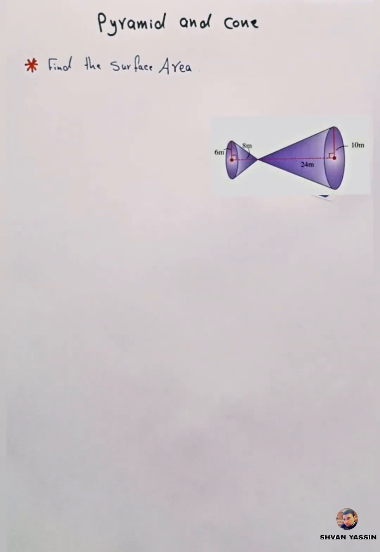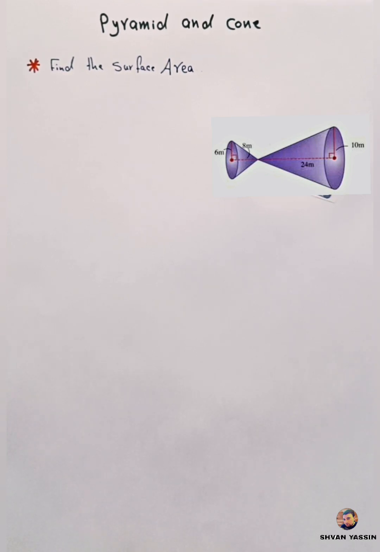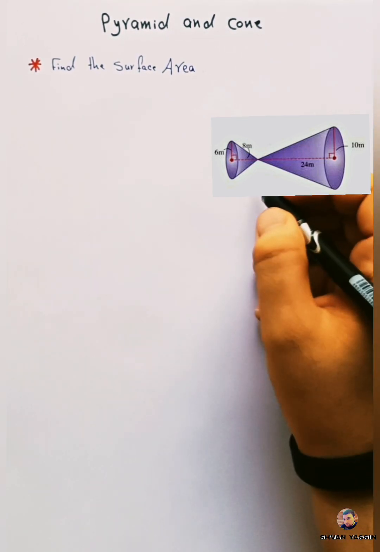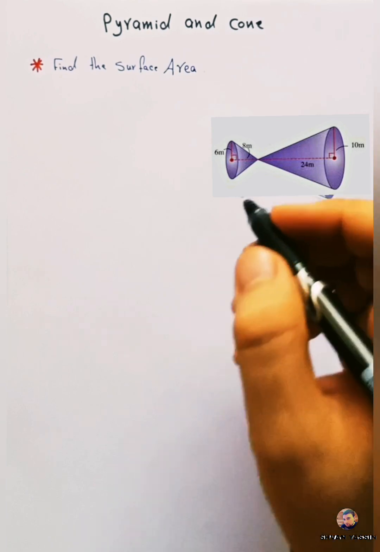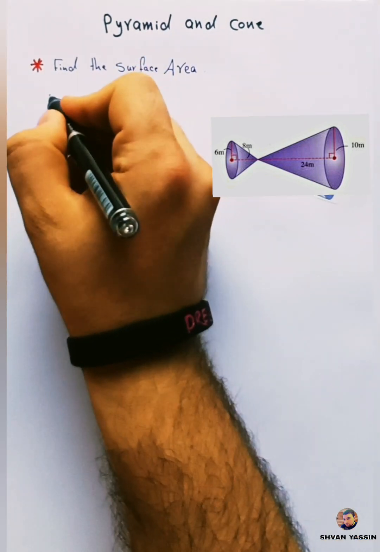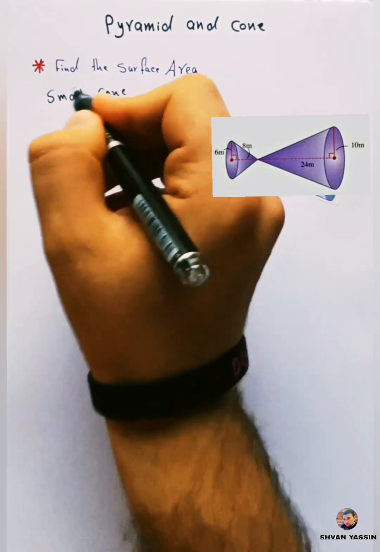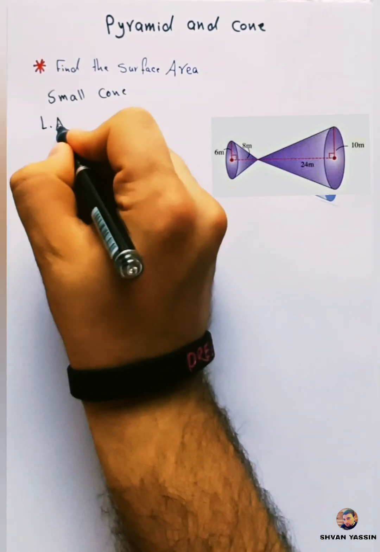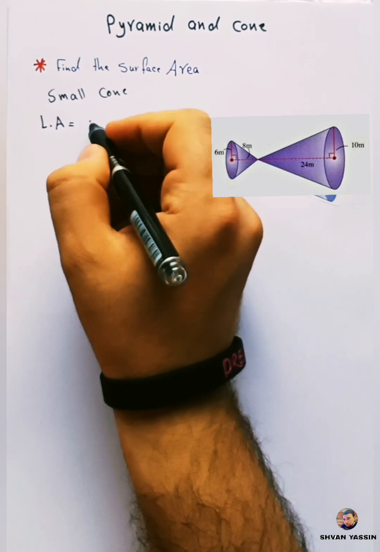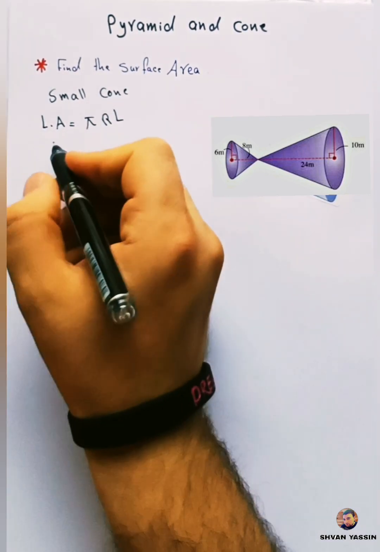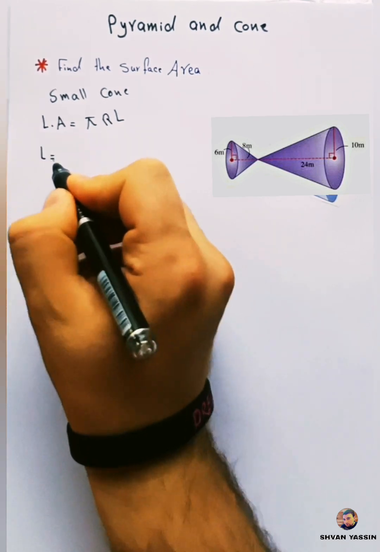After that, we have another example. You have to find the surface area for this composite figure. So you have a small cone and we have a big cone. First, you have to find the surface area for the small cone. So this is the small cone. We need to find the lateral area first. The lateral area for the cone is pi r L. So you have to find the slant height.